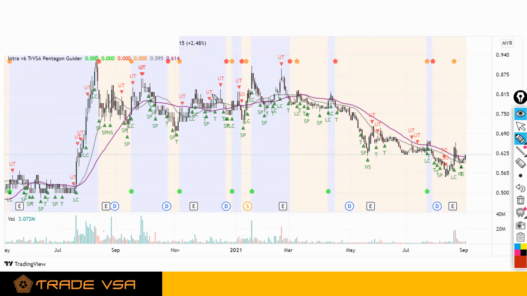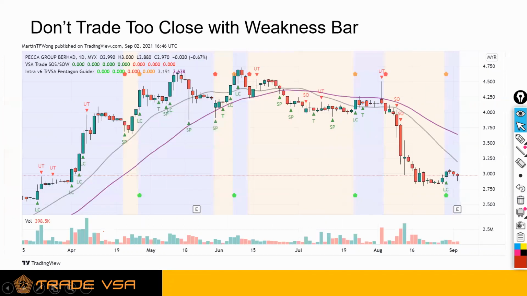Okay, don't immediately jump in whenever you see a big pullback, because you never know if it will go through a reaccumulation or directly into distribution. This is what I mean. Please don't trade too close to your weakness bar. A lot of people will say that whenever the price drops already, because this is a fundamentally strong counter and the future is still very good, and because the price is cheap, they want to enter immediately. So there are a few things you have to take note of in this case.